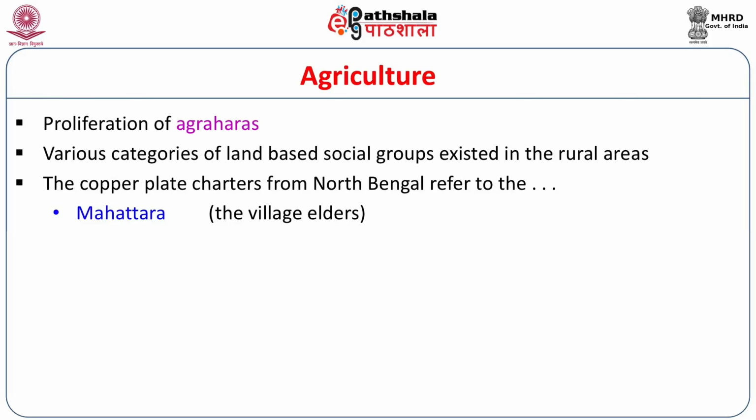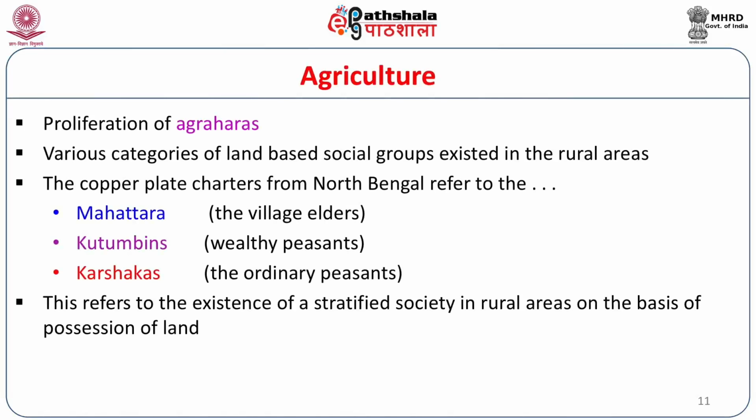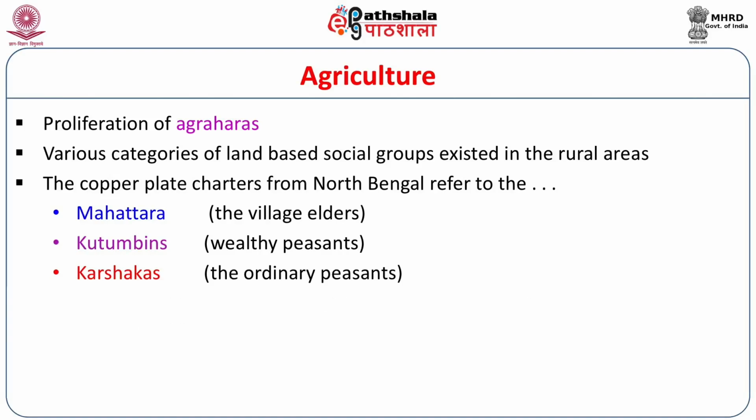In these records we find various social groups like the Mahattaras. The Mahattaras were the elders of the village who had a say in every important matter related to the village, like the buying and selling of land. Then there were the Kutumbins. The Kutumbins were also a very influential group, actually a wealthy class of peasants. And finally, we have the Karshakas, who were not as wealthy as the Kutumbins, but were ordinary peasants.